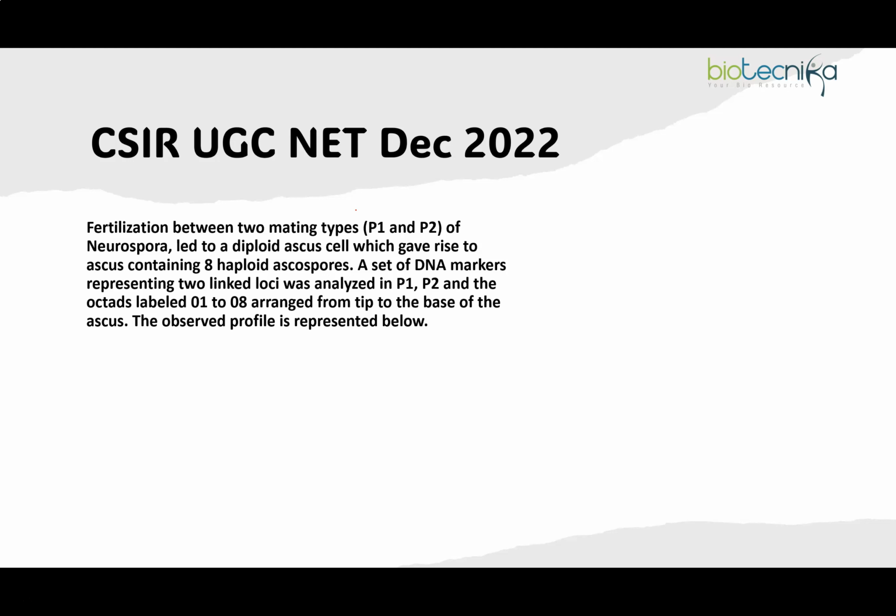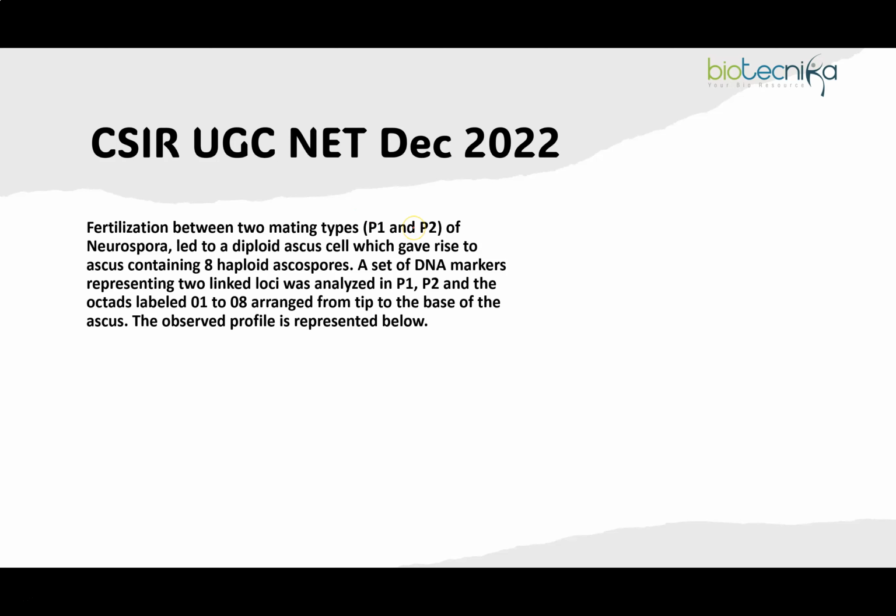Fertilization between two mating types P1 and P2 of Neurospora led to a diploid ascus cell, which gave rise to an ascus containing 8 haploid ascospores. A set of DNA markers representing two linked loci was analyzed in P1, P2, and the octets labeled 01 to 08, arranged from tip to the base of the ascus. The observed profile is represented below.